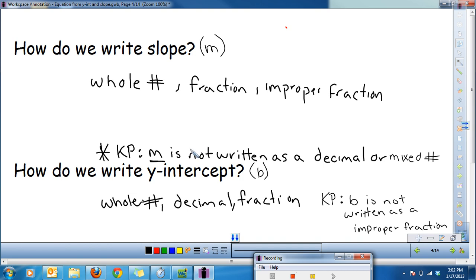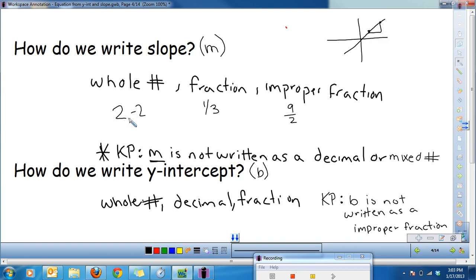Really quickly, I just want to talk about how we write slope and how we write y-intercept. Your slope can be written as a whole number like 2 or negative 2. It can be written as a fraction like 1/3. Or it can be written as an improper fraction like 9/2. And I want to show you why that is. If we're dealing with slope, and we know that slope is rise over run, we make our slope triangle.